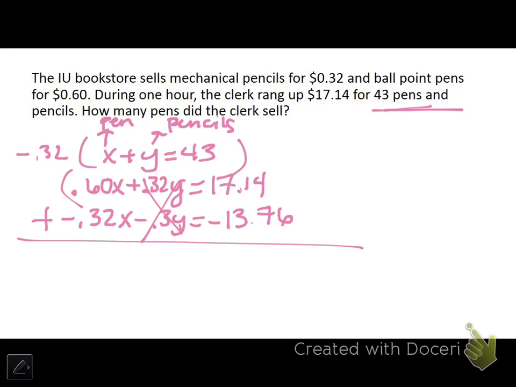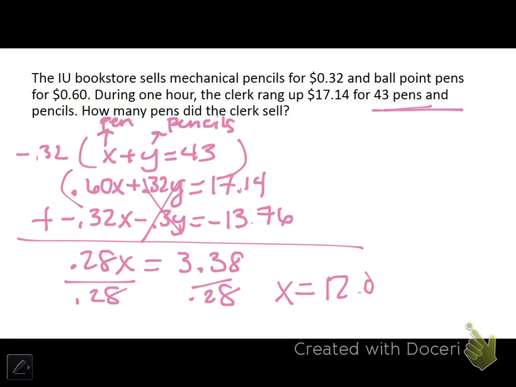0.60 plus -0.32 should give you 0.28x. 1714 plus a -13.76 should give you 338. Divide both sides by 0.28. So that my x should equal, I got 12.07, but you can't have 0.07 of a pen. So we're going to round it to 12. Make sure you label, because you don't want to round up, because then you're estimating too many pens. You would rather estimate too low than too high for this.